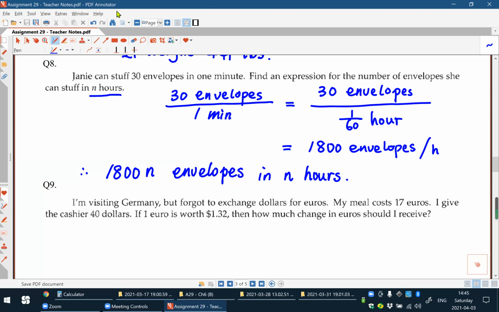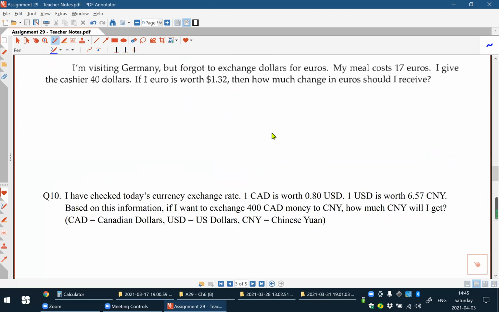Okay, no questions? All right, let's see question 9. I'm visiting Germany, but forgot to exchange dollars to euros. My meal cost 17 euros. I gave the cashier $40. If 1 euro is worth $1.32, then how much change in euros should I receive?